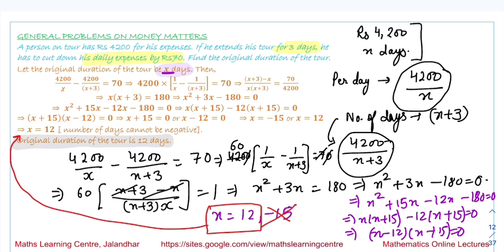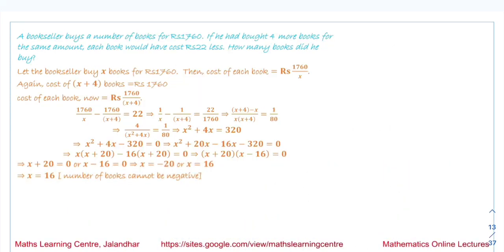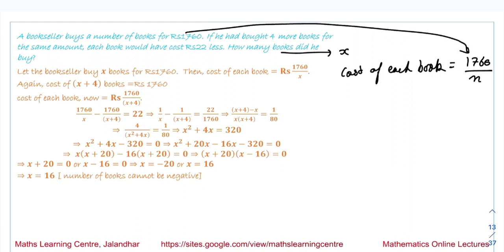A bookseller buys a number of books for rupees 1760. If he had bought 4 more books for the same amount, each book would have cost rupees 22 less. How many books did he buy? So suppose the number of books that he has bought is x. So the cost of each book is equal to 1760 over x. That is, x books he has purchased for 1760 rupees.